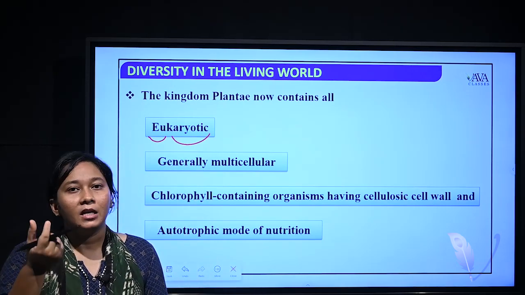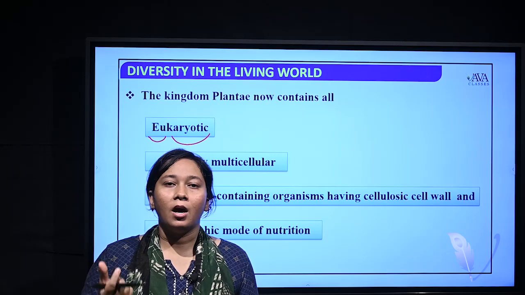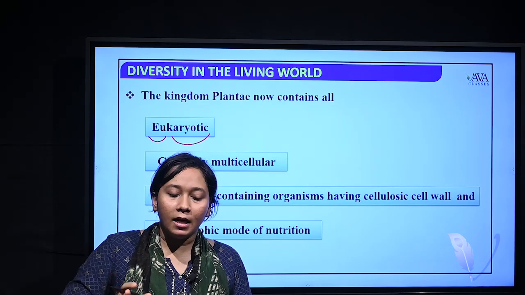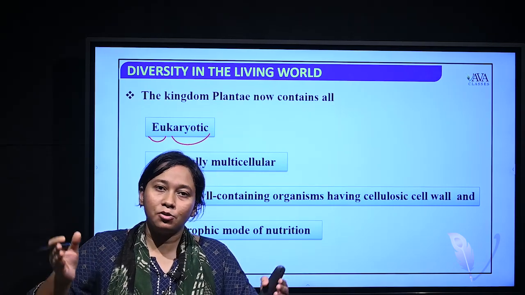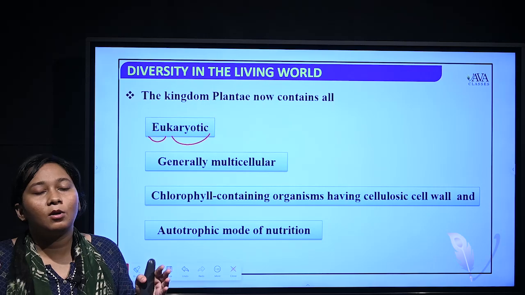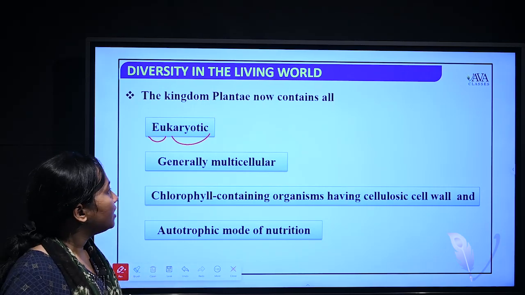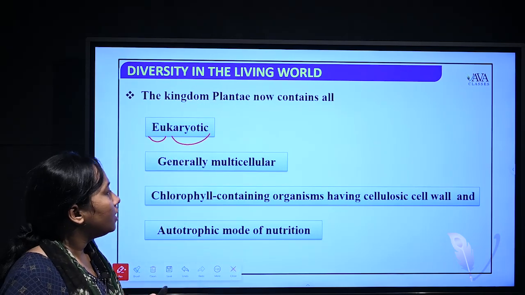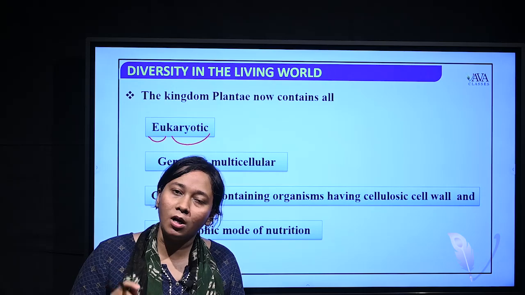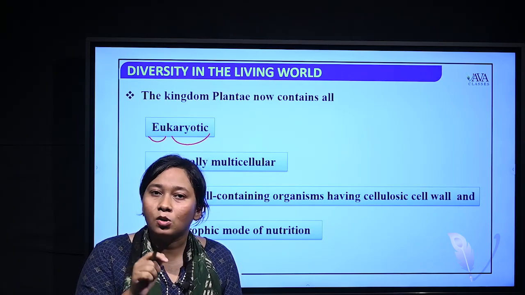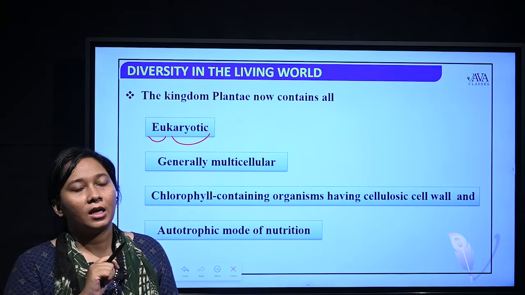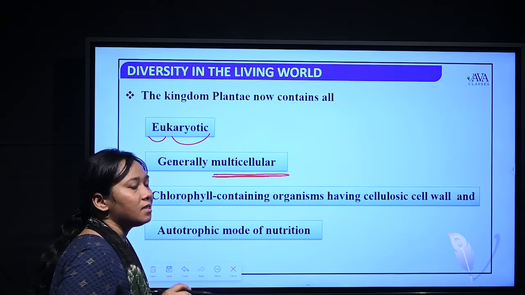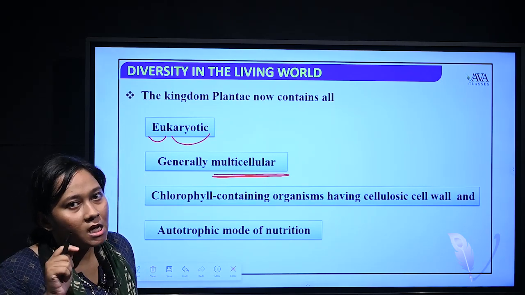For example, a leaf is an organ, a vegetative organ of a plant. So, when you go higher you will see that the tissue system is developed and the organ system or organ is developed. Generally a group of cells combine to perform a specific function. Generally we see multicellular organisms, but in Kingdom Plantae there are also some organisms which are unicellular.